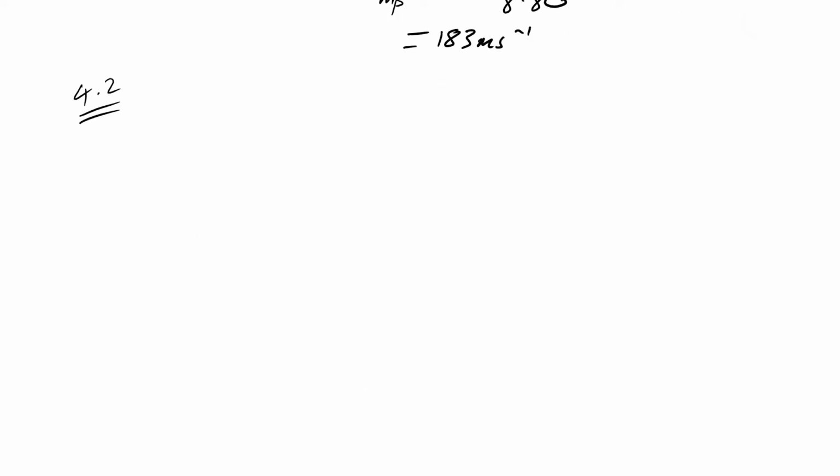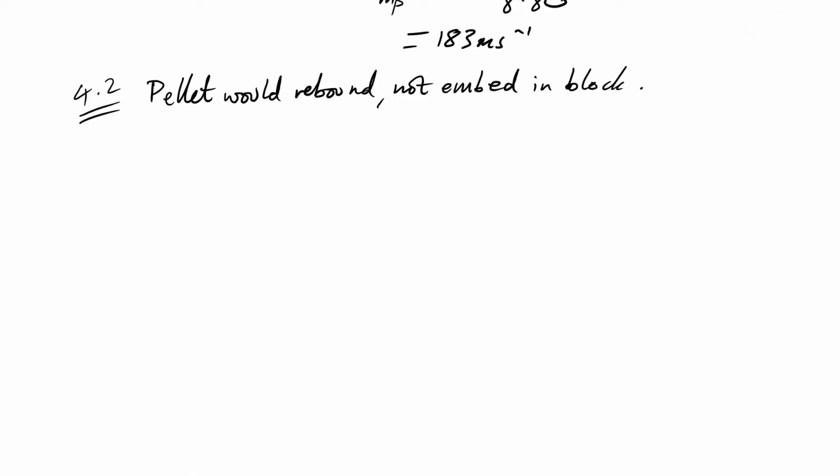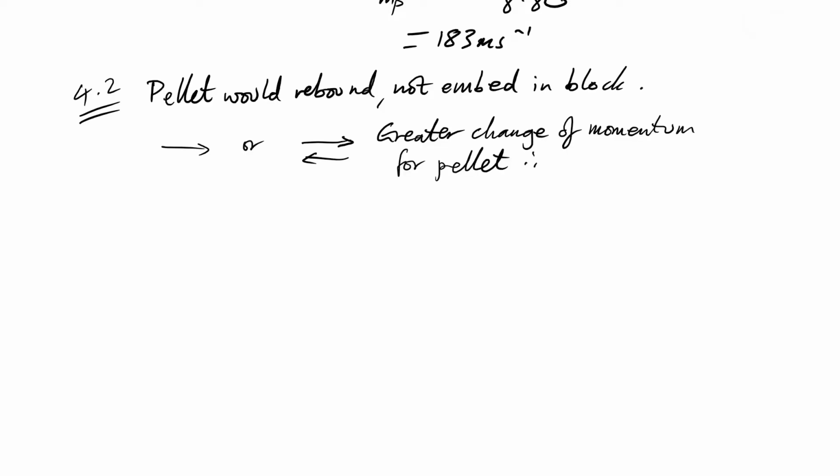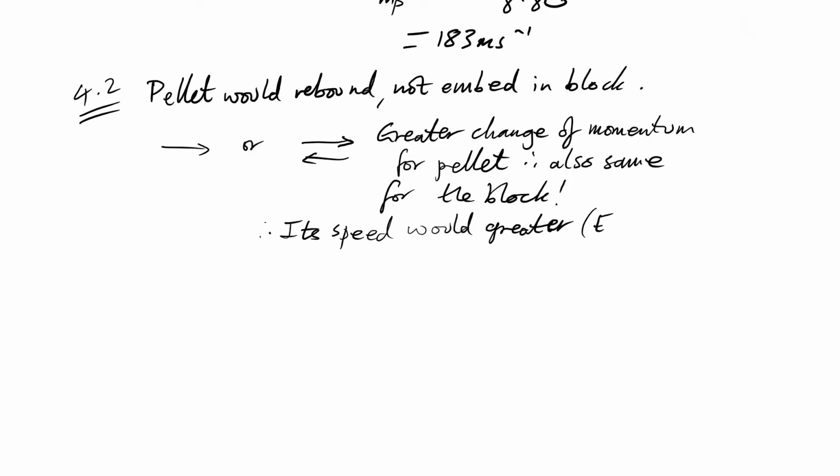So what would happen if it was a steel block instead? Well, the pellet would rebound, not embed into the block. So let's have a think. If it goes in compared to goes in and then comes back, well, we know in the latter situation, we have a greater change of momentum. Therefore, also the same for the block. Therefore, its speed would be greater. We can say kinetic energy is greater, therefore it reaches a higher height.